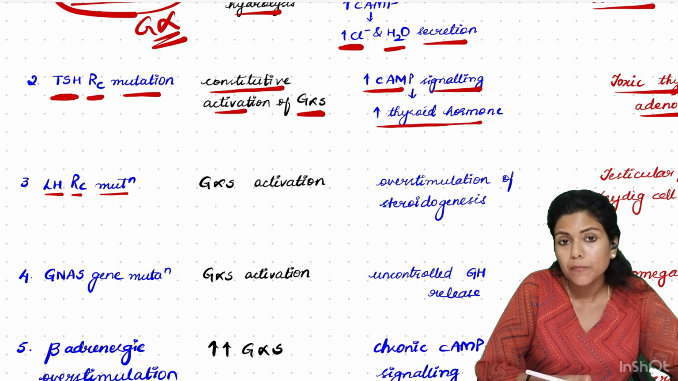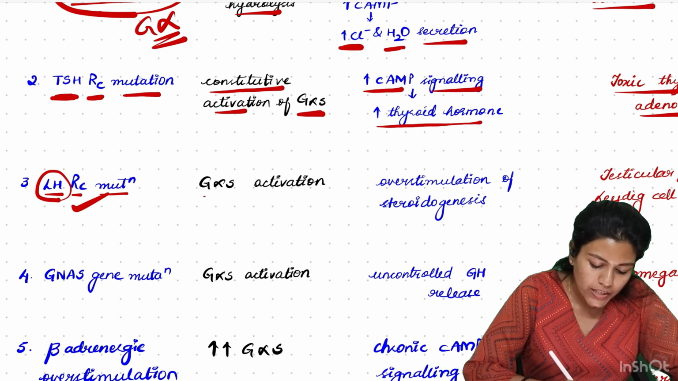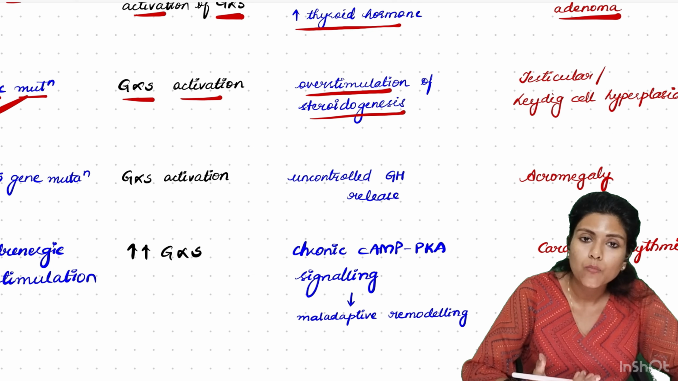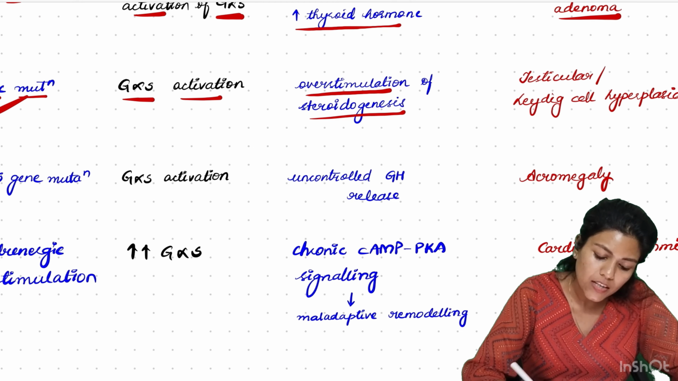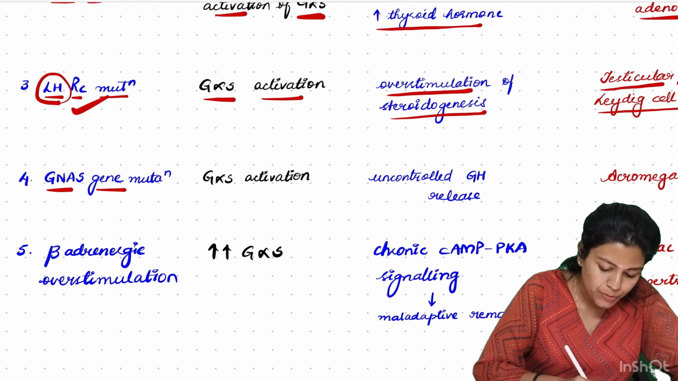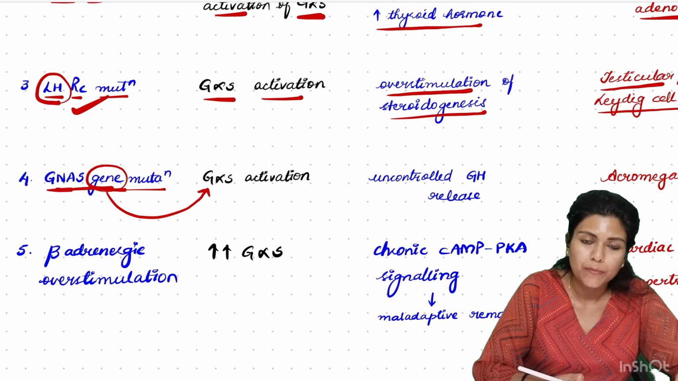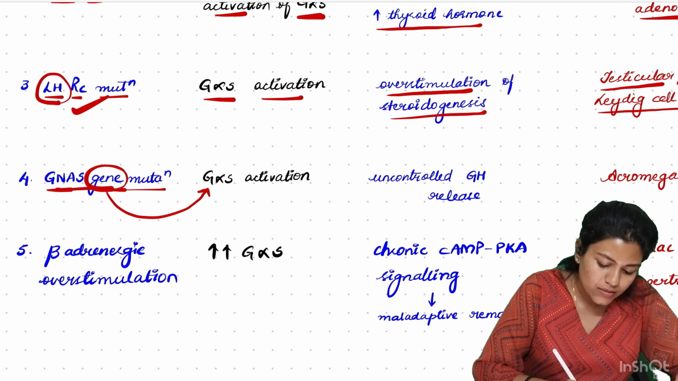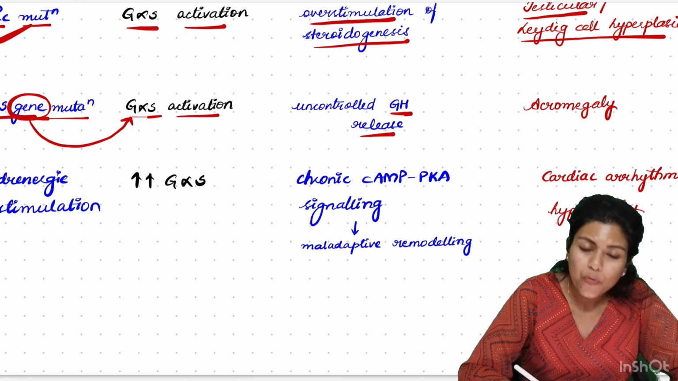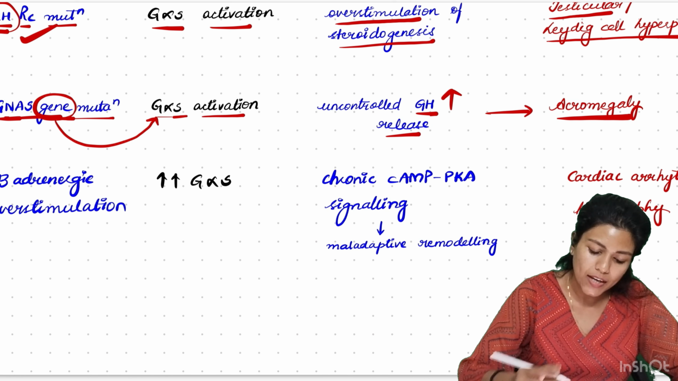Let's see the third example, luteinizing hormone receptor mutation. Because of receptor mutation, even in the absence of the luteinizing hormone ligand, the receptor is continuously active. So there is continuous G alpha S activation and overstimulation of steroidogenesis. These steroid hormones are continuously generated, which will lead to testicular Leydig cell hyperplasia. Coming to the GNAS gene mutation, this gene normally encodes the G-alpha stimulatory subunit. Whenever this gene is mutated, the G-alpha-S is continuously active. That means uncontrolled growth hormone release, because of which there is acromegaly. Continuous growth hormone overstimulation will lead to acromegaly.